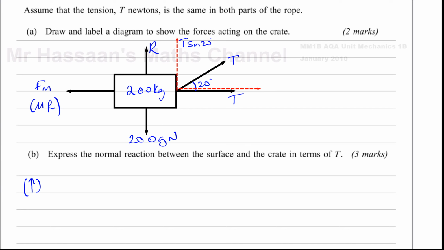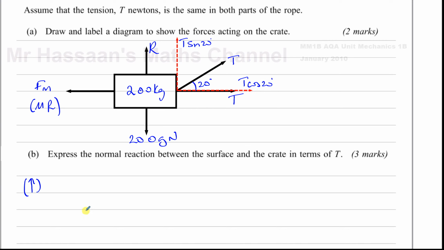And if I want to resolve the force in a direction going into the angle given, like this direction here, then I'll use cosine. So this is T times cosine 20. You can think of this as the adjacent side. So this is going to be T times cosine 20.